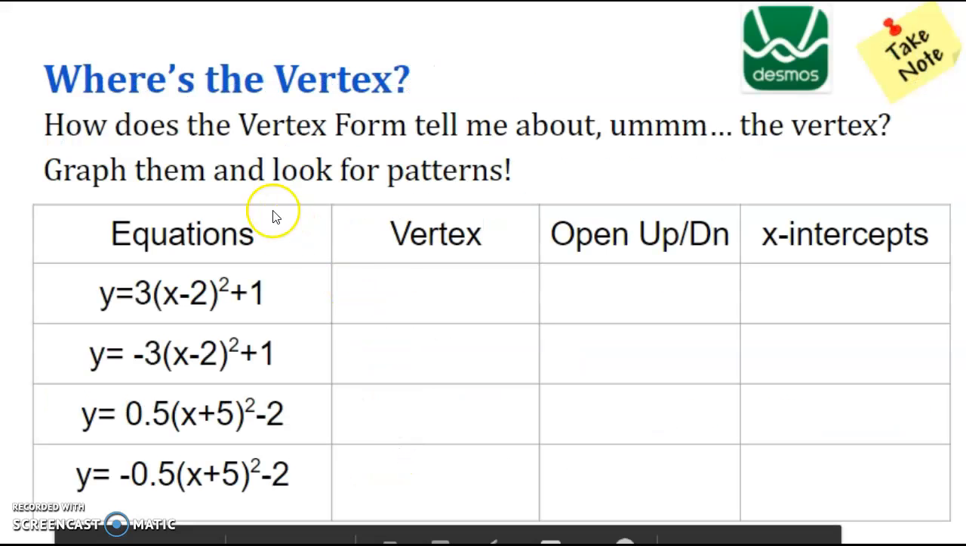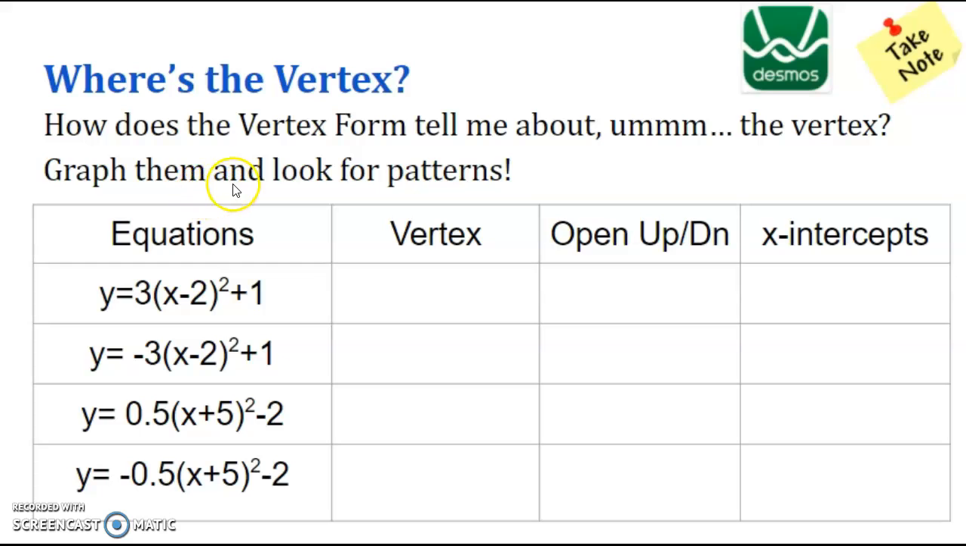Okay, so to explore, I want you to go to the Desmos graphing calculator. That's by pulling up desmos.com/calculator. And I want you to type these equations and figure out the vertex, whether it's opening up or down, and where the x-intercepts are. Okay, so please pause the video and try them yourself.